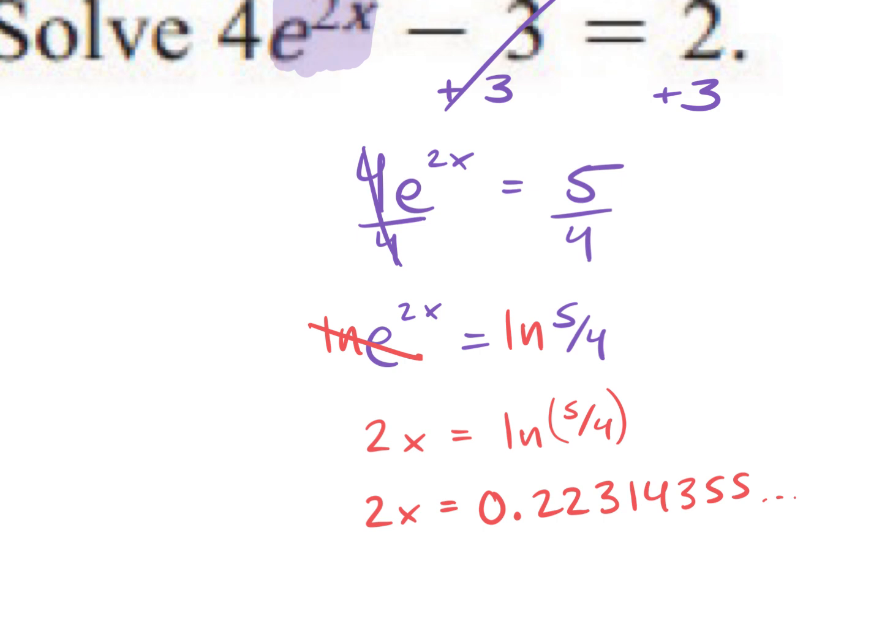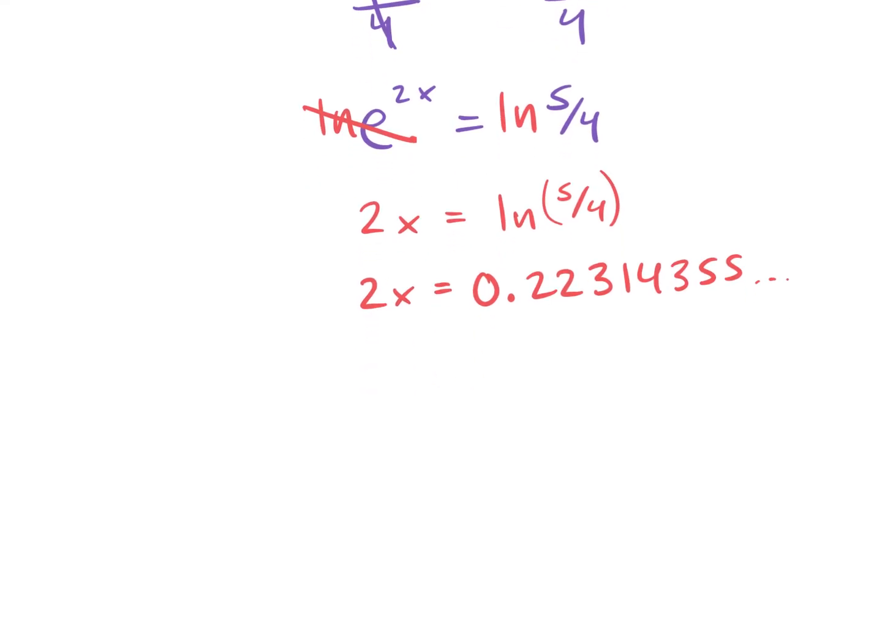What's the last step that I have to do to get x all by itself? Divide by 2. So x equals, in my calculator, I'm going to take that answer and divide by 2. So we get 0.1115.